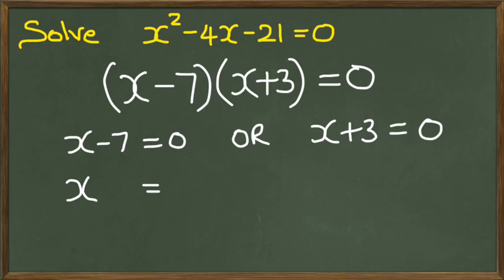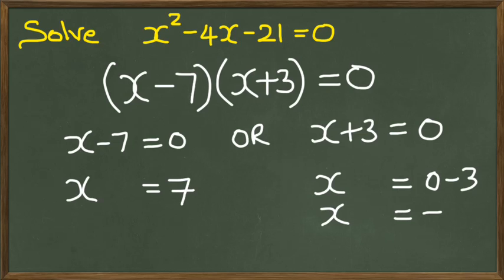Yep, because how do you get positive 7? If you bring the 7 to the other side, 0 plus 7 is simply 7. So x equals 7, and on this side it's the same thing as saying x equals minus 3. That's so easy. That's a nice and simple question there.